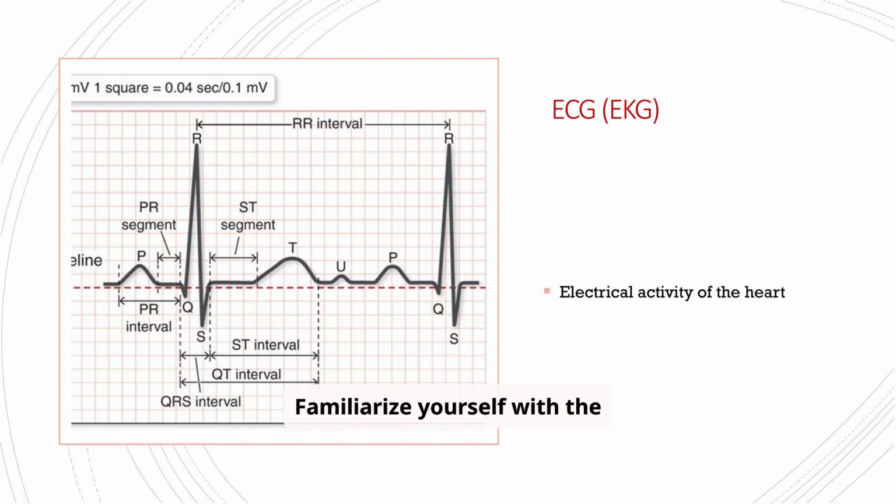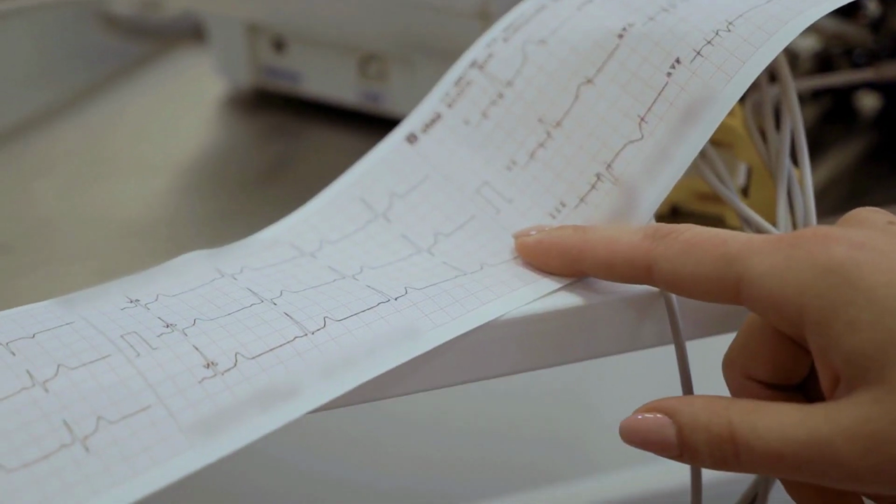Familiarize yourself with the P wave, QRS complex, T wave, and U wave, as well as the PR interval, QRS interval, ST segment, and QT interval. Understanding these components is essential for interpreting ECGs.